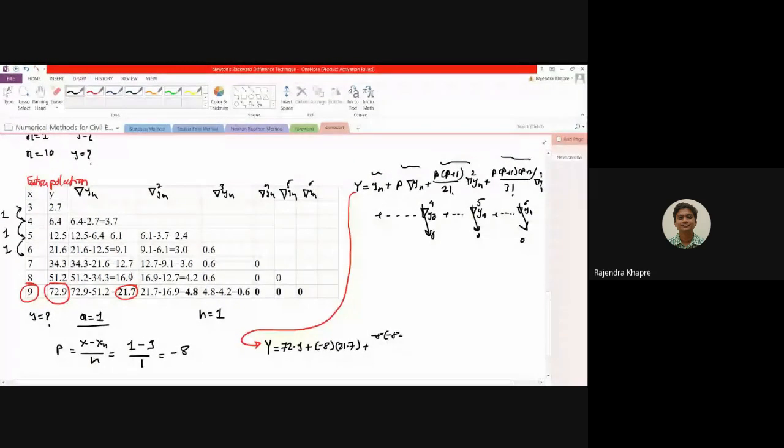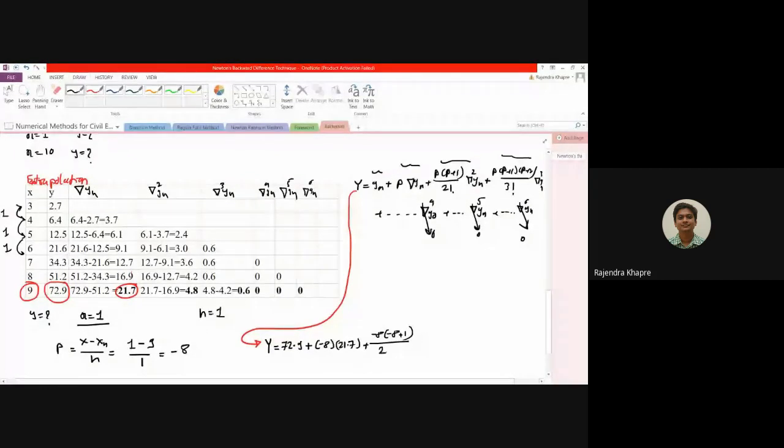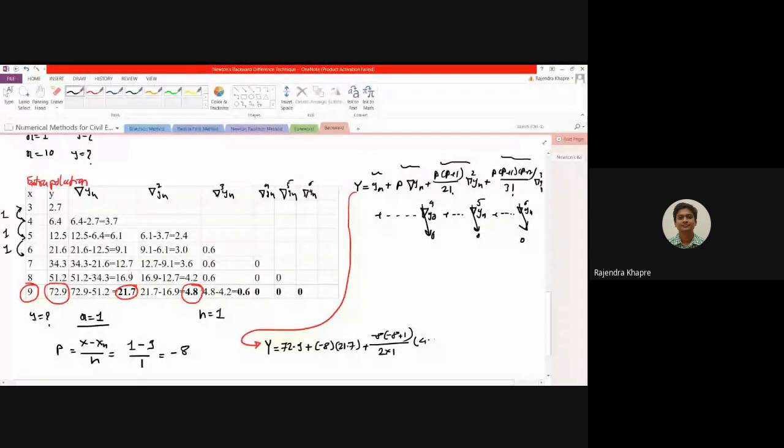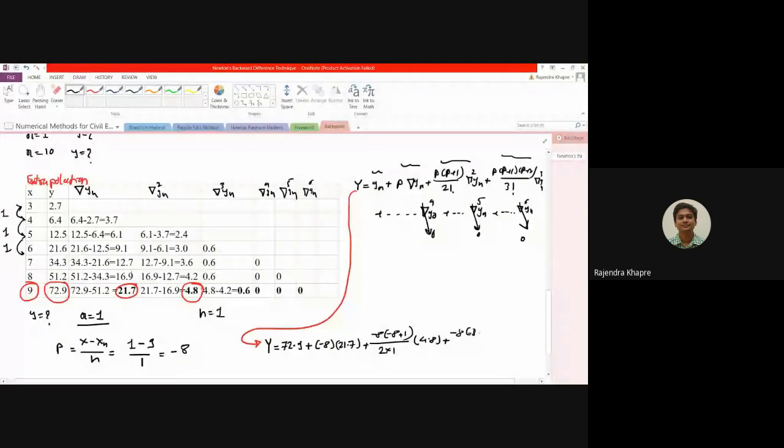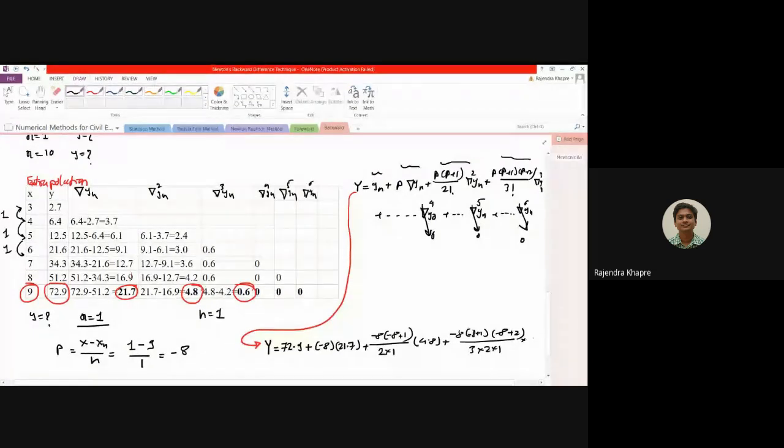This is minus 8 plus 1 divided by 2 factorial, which is 2 into 1, into delta square yn. This is nothing but your 4.8. Plus lastly we have minus 8 plus 1, minus 8 plus 2 divided by 3 factorial, which is 3 into 2 into 1, multiplied by delta cube. Delta cube is nothing but 0.6.